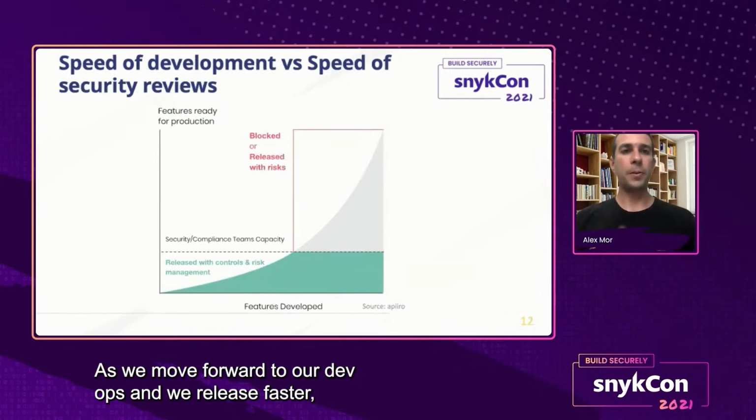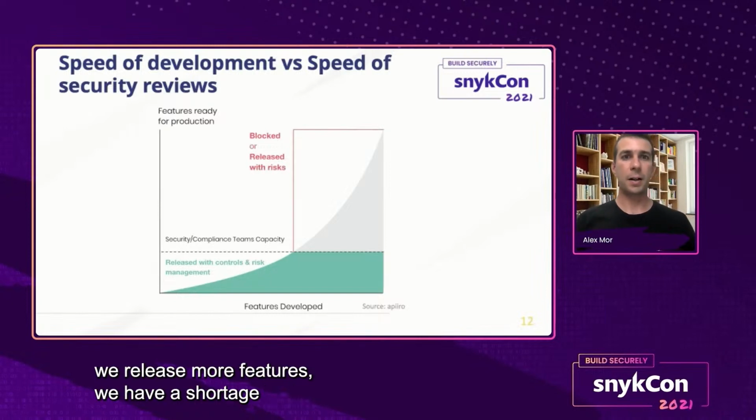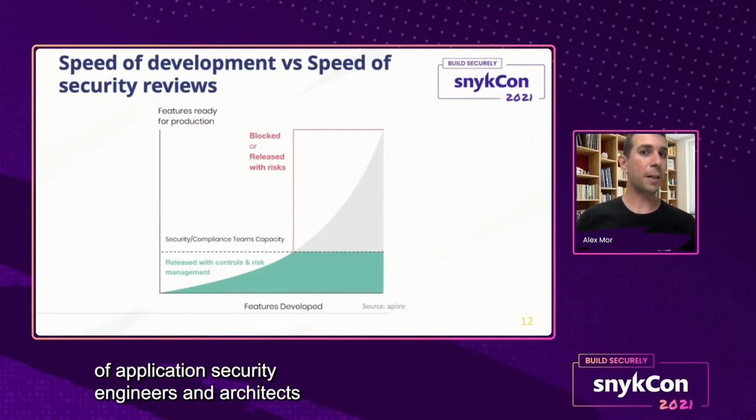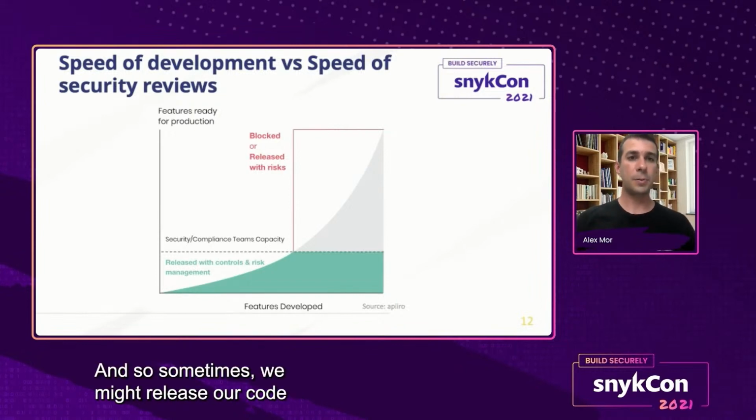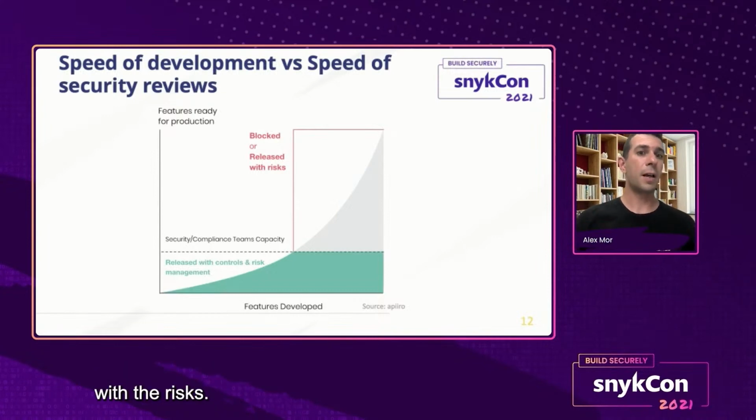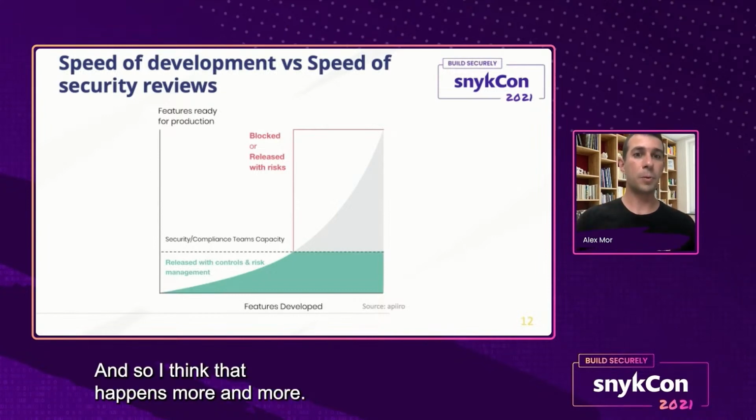As we move further to our DevOps and we release faster, we release more features. We have a shortage of application security engineers and architects, and even security champions. And so sometimes we might release our code with risks. And so I think that happens more and more.